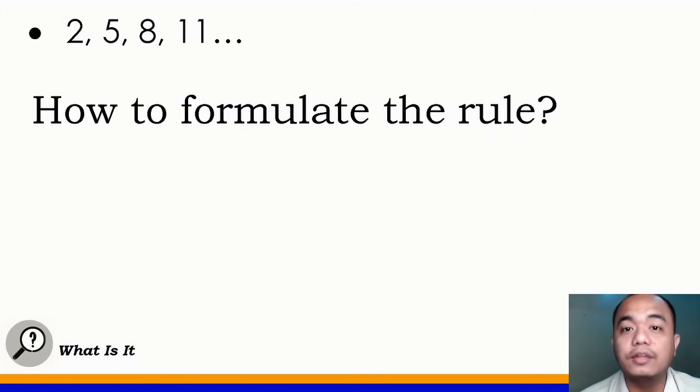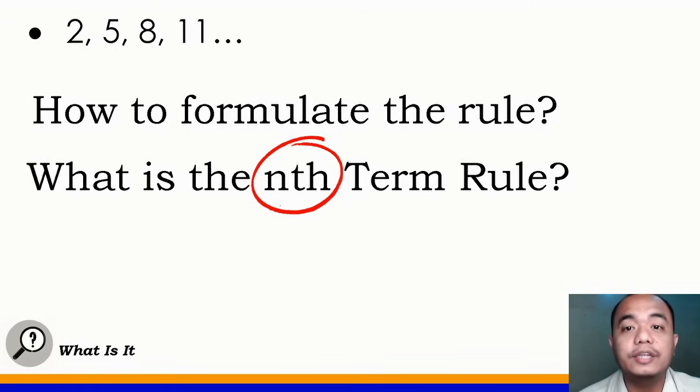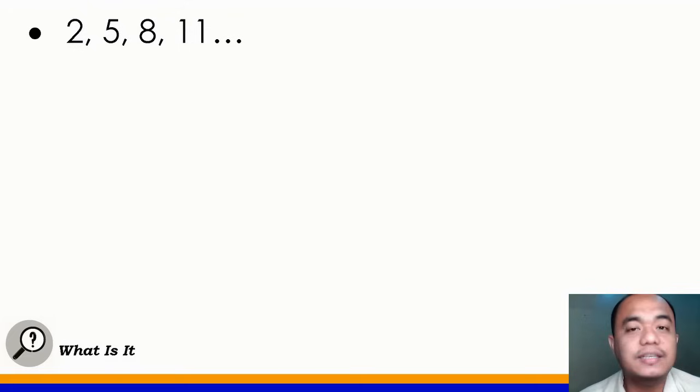How to formulate the rule? What is the nth term rule? Again, nth term here stands for the formula or the term number in finding a certain number in the sequence. And then the third question is, what are the next 3 terms in this given sequence? We will answer all these together. And let's have the second example.